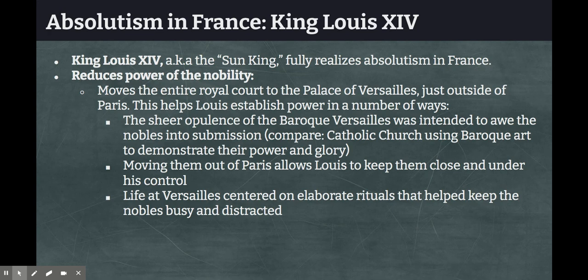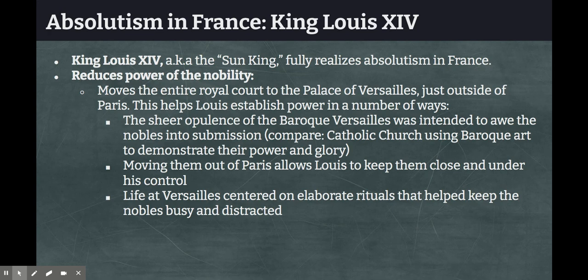And the whole point of this was it was intended to awe the nobles into submission. I'll show you some pictures in a second. So again, this is a lot like the Catholic Church using Baroque art to glorify themselves and establish their power during the Counter-Reformation. So really similar motivations here in use of art. And moreover, moving all those nobles outside of Paris allows Louis to keep them close and under his control.